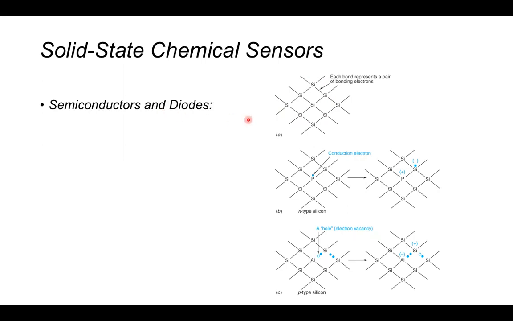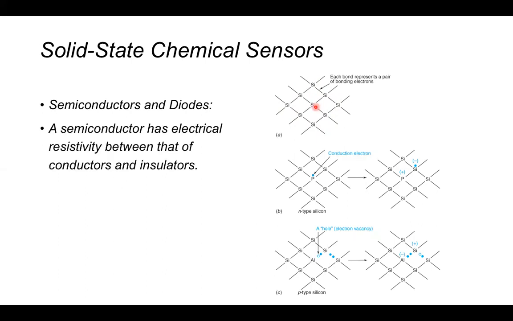So semiconductors and diodes. Here we just have pure silicon, where each silicon is bonded to 4 other silicons. So this silicon here is bonded to here, here, here, and here. So that's just pure silicon. It is a semiconductor, but it's not a very good one. A semiconductor has electrical resistivity between that of conductors and insulators. So it's obviously not a pure conductor. It's not like some sort of piece of metal, but it's also not a pure insulator where it doesn't conduct electricity at all.